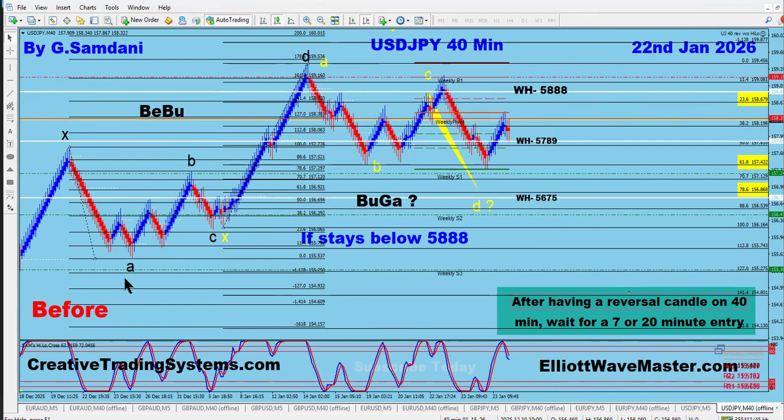You see that? XAB, 78, C, 23%, bounce straight to 161. Magic, right? Then drop. So this is a big XA now, B exactly at 61.